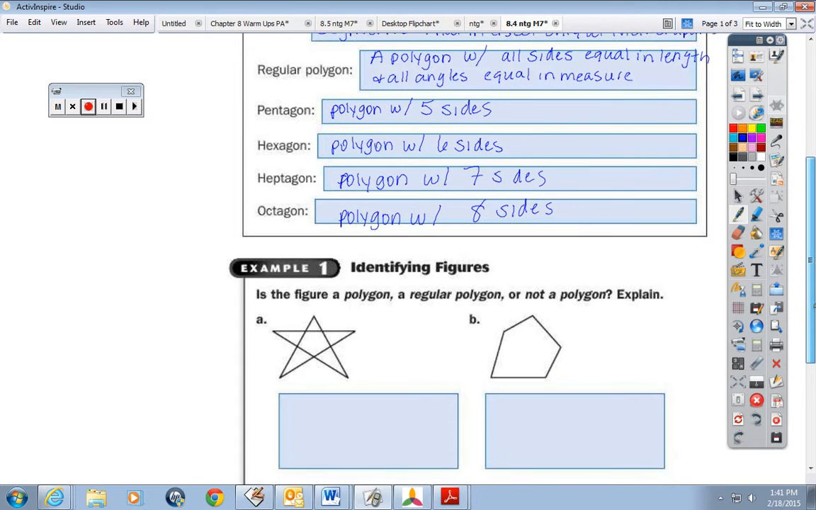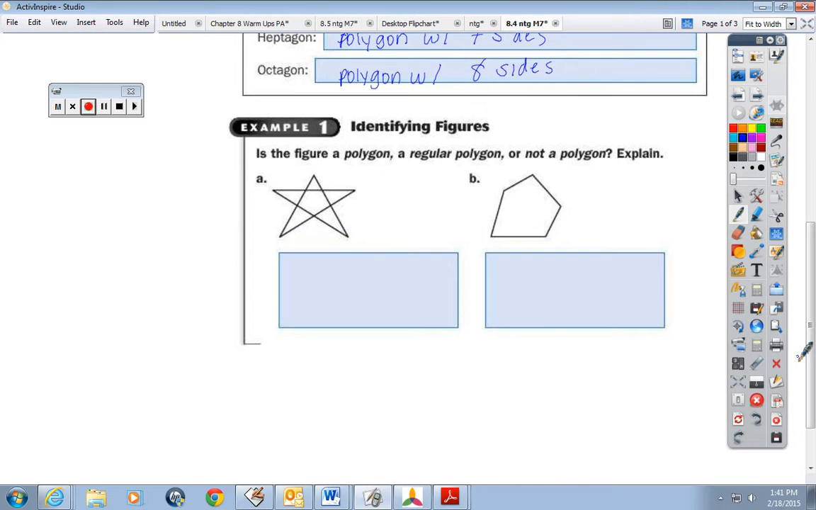Okay, so example 1 is just identifying: are these shapes a polygon, a regular polygon, or not a polygon at all? If you look at A, it is not a polygon at all, because you've got line segments that intersect beyond the outside of the figure. If these lines right here had not been drawn, then it would be a polygon. But since we can see those, it is not a polygon.